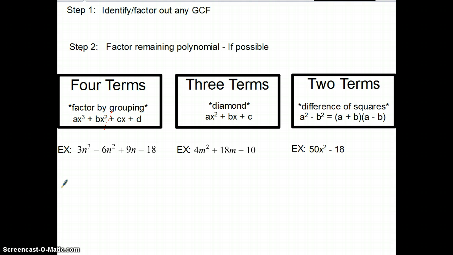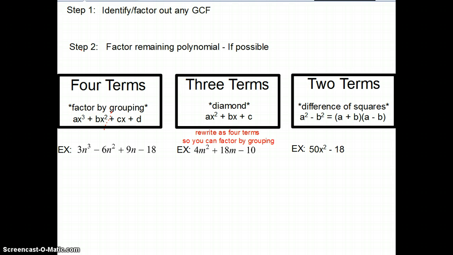If there are only three terms, then you will use your diamond method if possible. Remember that in our diamond method, the goal is to rewrite the three terms as four terms so that we can factor by grouping. The last case is where there are only two terms. Here we will apply the difference of squares if possible.